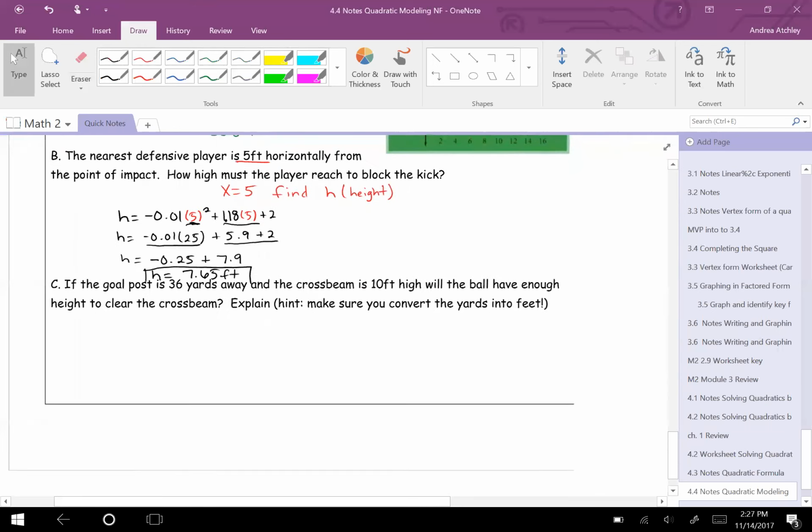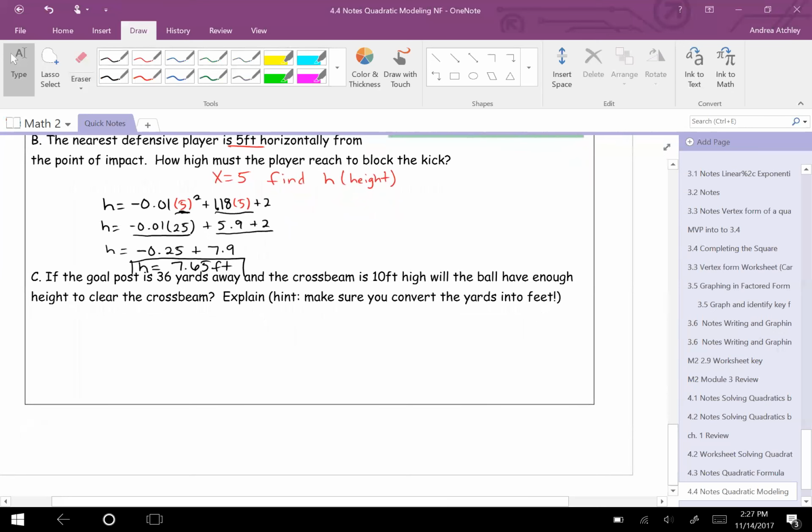The goalpost is 36 yards away. Again, is that my x value or my h value? X, it's distance away, so that is x again. So x equals 36 yards. And the crossbeam is 10 feet high. Will the ball have enough height to clear the crossbeam? Explain. Let's remember though, make sure you can convert the yards into feet because my equation is based on feet.